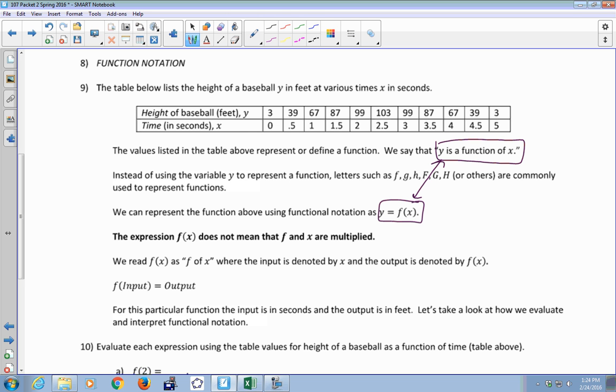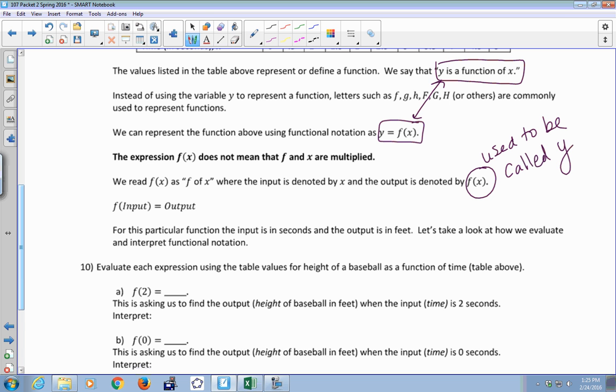The input is x and the output is f of x. So f of x, this f parentheses x, we just used to call this y. Used to be called y. So instead of y, now we call this f of x. That's it. It's just a new way of writing y. Typically, we write f of an input equals an output.